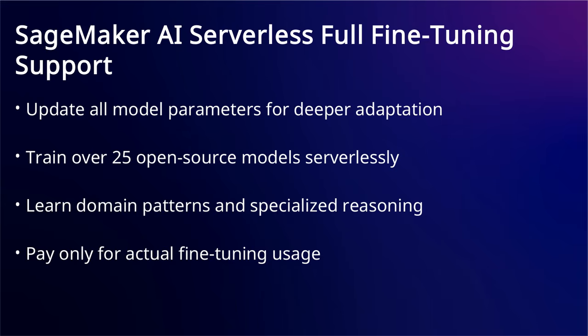When you need models to learn domain-specific knowledge beyond surface-level adjustments, parameter-efficient methods like LoRA that update only a subset of weights may be insufficient. You can now use full fine-tuning on SageMaker AI serverless model customization to update all parameters in over 25 open-source models from families including Llama, Gemma, and Qwen. This enables models to thoroughly learn your domain patterns, terminology, specialized reasoning, and complex output formats from proprietary datasets.